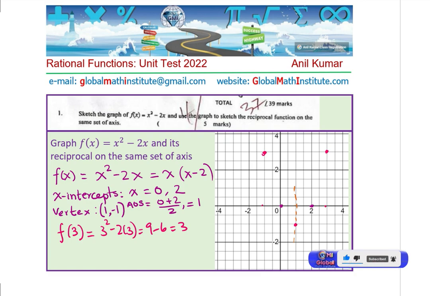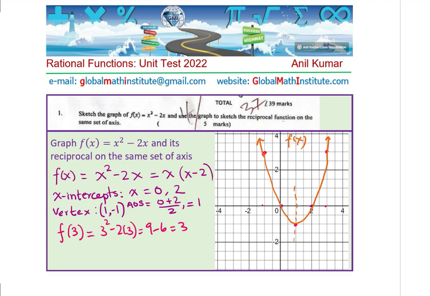Correct? So parabola, basically you have to give this a round shape, correct? And then connect these points. So let's go like this. Okay, so there we go. So we have our function, which is f of x.